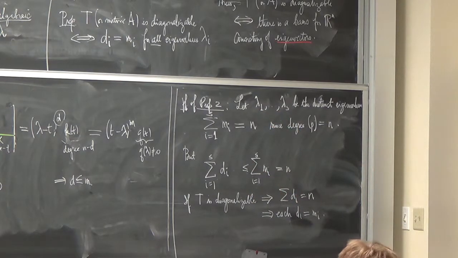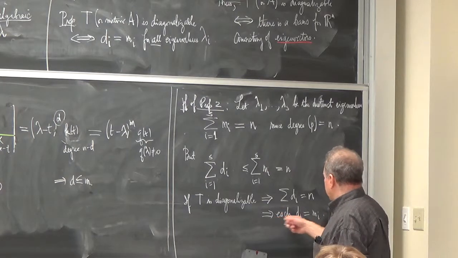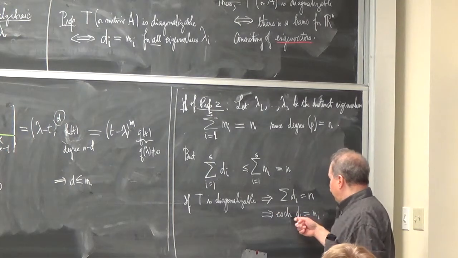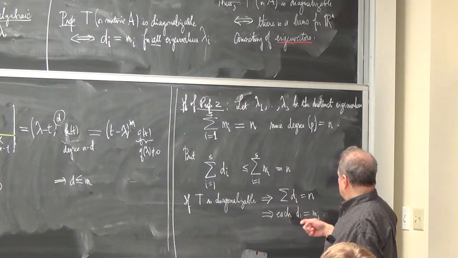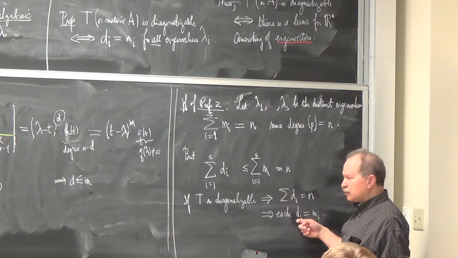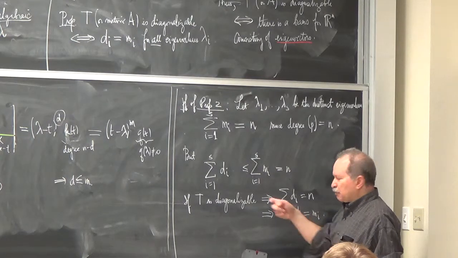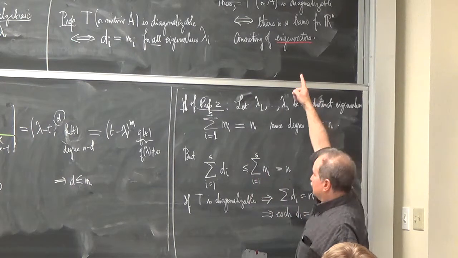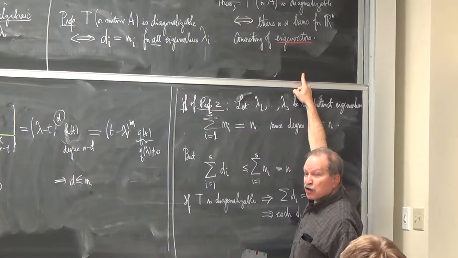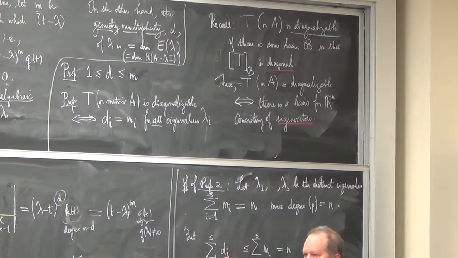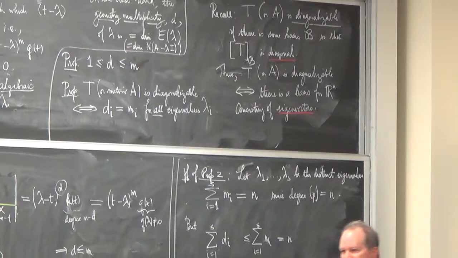Why is that only one direction? Is that an if and only if statement? Well, okay, now I have to argue the other way. So the part where if T is diagonalizable, then the sum of the d i's is n, why is that the case again? Because you have a basis consisting of eigenvectors. So how are you going to pick that basis? You're going to have to pick this many from each eigenspace to get the basis.